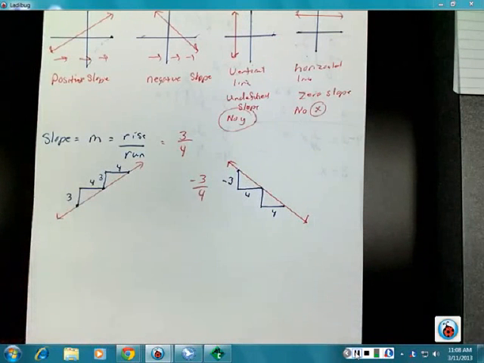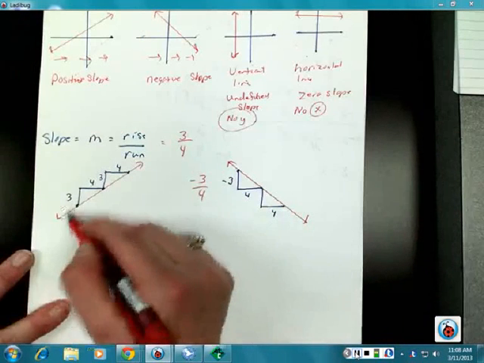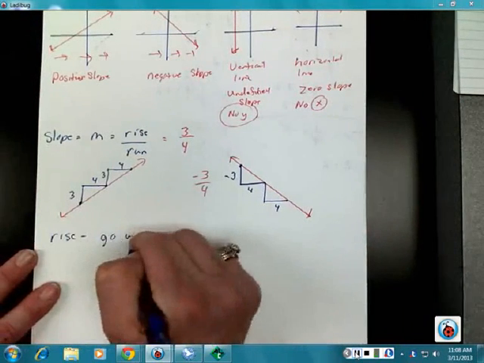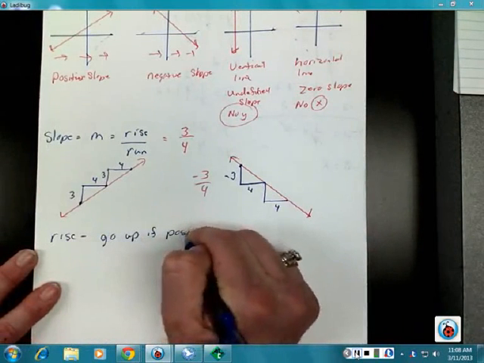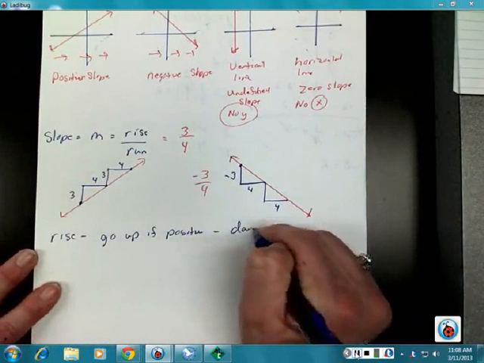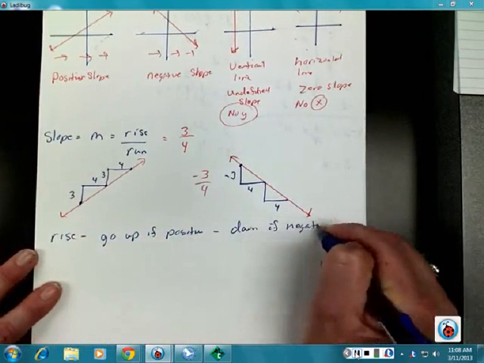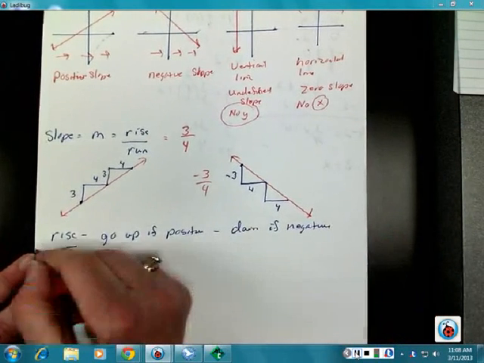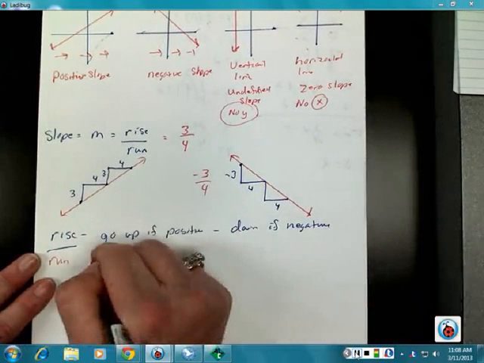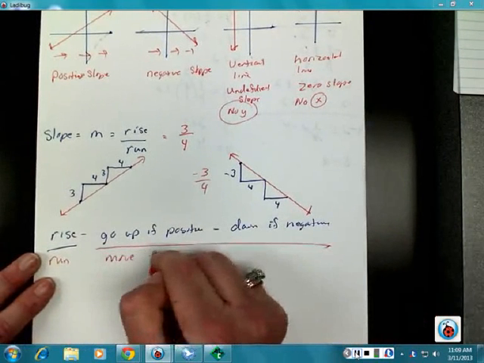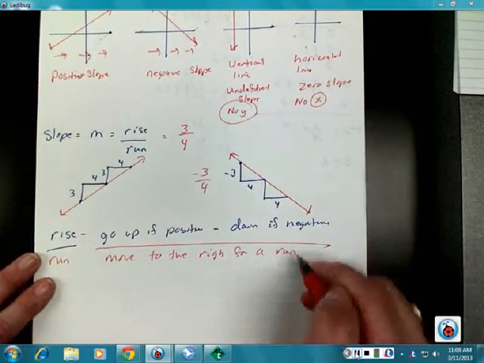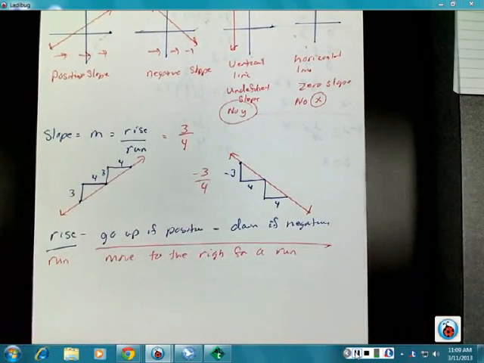So the rise is on top. So rise means I'm either going to go up or down. Go up if positive, and down if negative. And that's all over a run. And my run is always, on a run, you're going to move to the right for a run. So you're going to move to the right always. Don't go anywhere else but to the right when you do your rises and your runs.